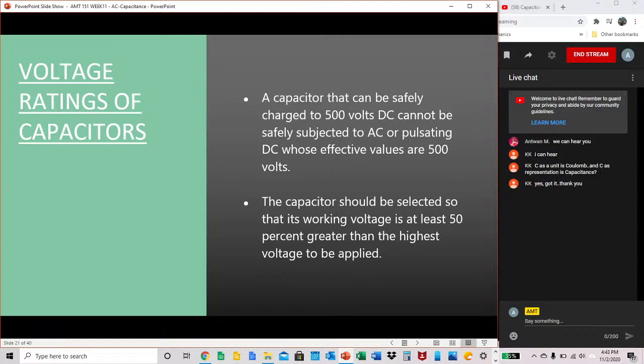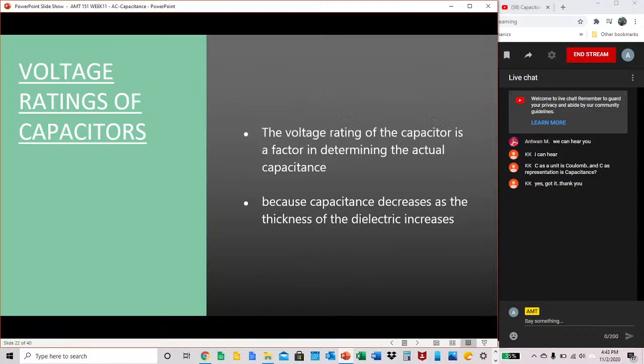The capacitor should be selected so that its working voltage is at least 50% greater than the highest voltage to be applied. Okay, so that's like our safety zone there. You want your capacitor to be 50% greater than the highest voltage that will be going through it or will be in that system, so that if anything were to happen, you have a capacitor rated for a larger amount of voltage so that you don't have any catastrophic damage, such as an explosion.